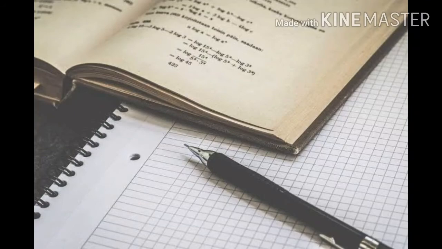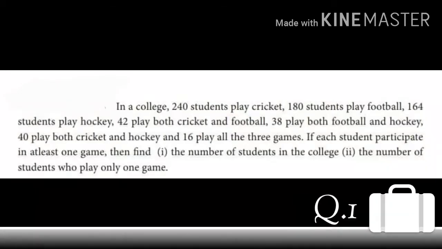Now take down your homework questions. First question. In a college, 240 students play cricket, 180 students play football, 164 students play hockey, 42 play both cricket and football, 38 play both football and hockey, and 40 play both cricket and hockey, and finally 16 play all the three games. If each student participates in at least one game, then we have to find out the number of students in the college, and second, the number of students who play only one game.